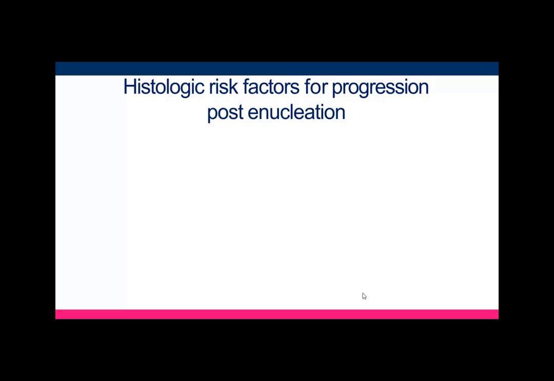So, we have enucleated the globe and read the report. What are the risk factors in the pathology report for high risk of progression? Write at least one feature in the chat.